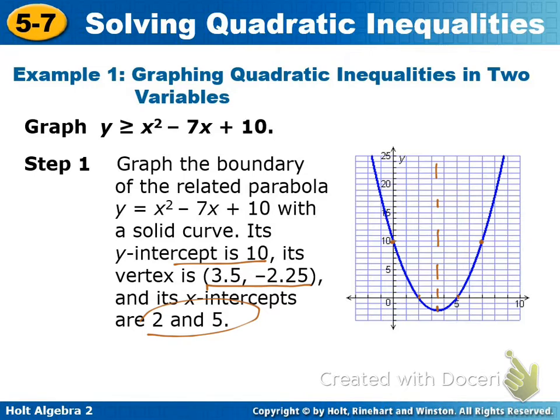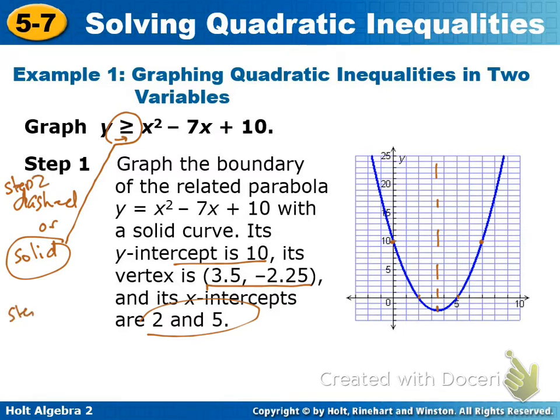Now we're going to move on to step 2, and that means, how do I do this? Do I do this as a dashed or as a solid? Dashed or solid? You can see that they did a solid. Do you know why? We do a solid because of the presence of that equal sign. And then that leads us to step 3. So this was our step 2. And then step 3 would be the shading.